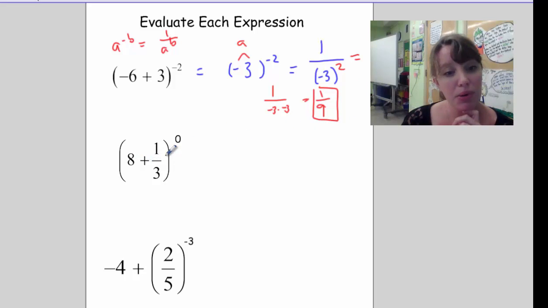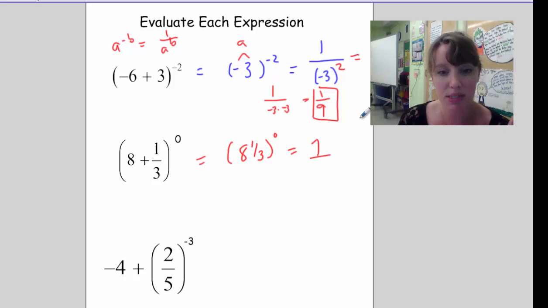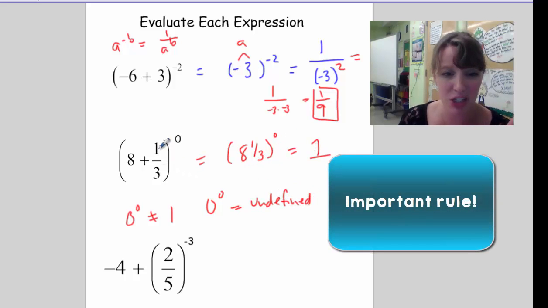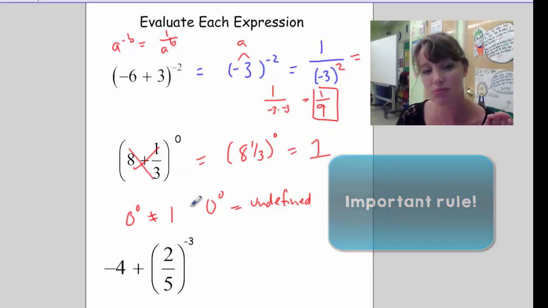All right, 8 plus 1/3 is going to be 8 1/3. Raised to the 0 power is just going to be 1. That's it. Okay, everything that's raised to the 0 power, except 0 to the 0, is equal to 1. 0 to the 0 power is undefined. But anything else raised to the 0 power is going to get you 1. I actually didn't even need to do this sum. I know it's going to be 1, unless it got me 0.